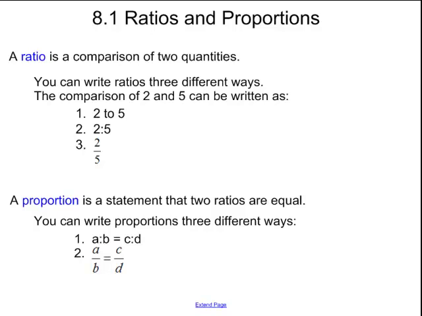This is section 8.1, ratios and proportions. A ratio is a comparison of two quantities. I've given you three different ways to write ratios. A proportion is a statement that two ratios are equal, usually written as one fraction is equal to another. You could also write it as one ratio is equal to another, as in number 1.